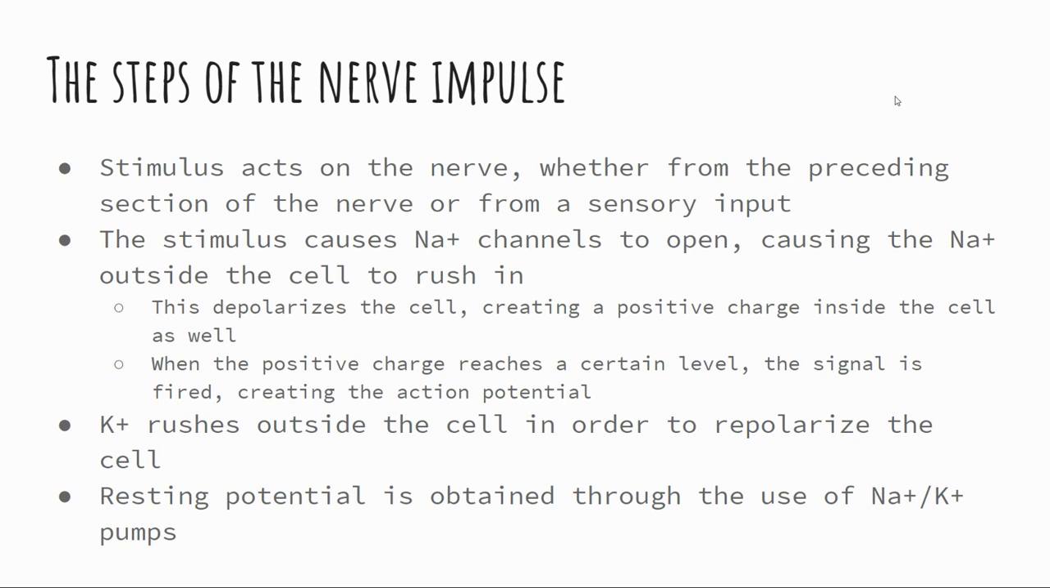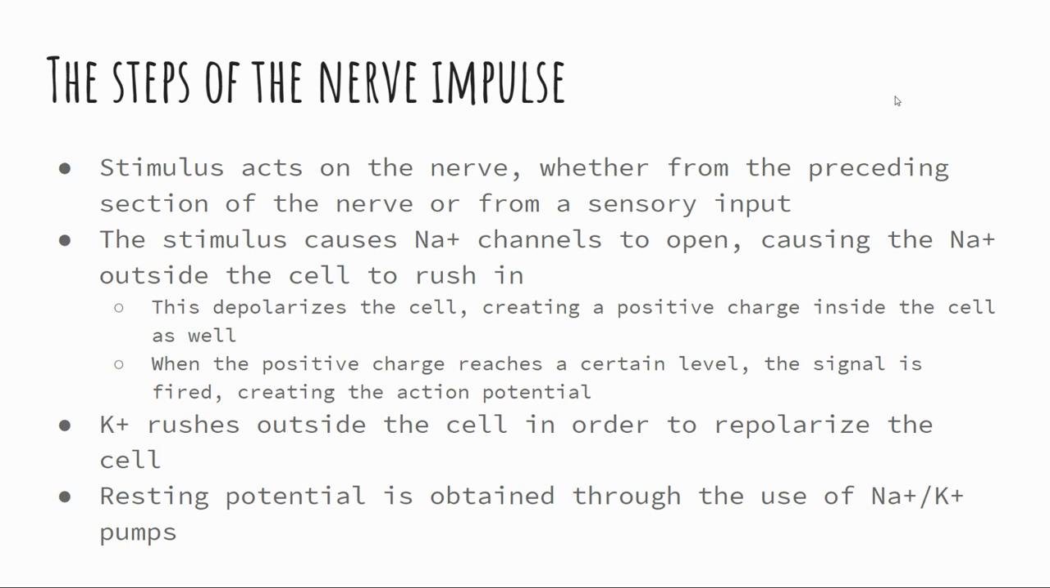So the steps of a nerve impulse. A stimulus acts on the nerve, whether from the preceding section of the nerve or from the sensory input. This stimulus is going to cause the sodium channels to open, or the sodium pumps to open, causing the sodium outside the cell to rush into the cell, getting rid of the concentration gradient. Remember, nature wants to be at equilibrium. So once that channel is open, in other words, the floodgates are open, sodium ions are going to rush into the cell. This is going to depolarize the cell, which means it's going to take away that charge differential that we talked about a few slides ago.